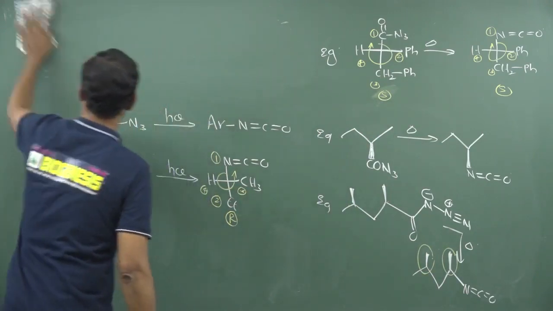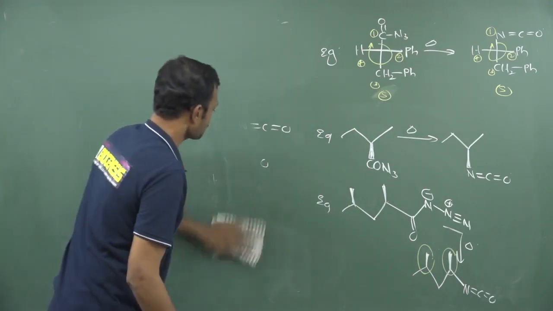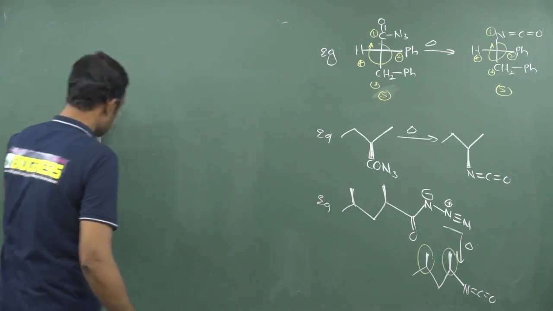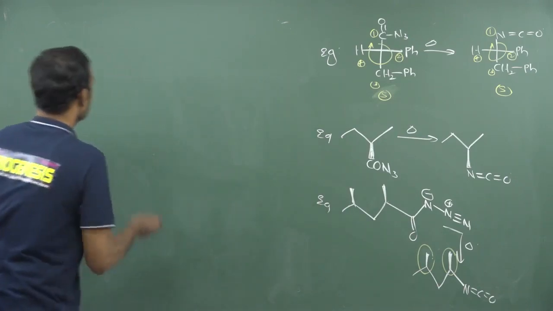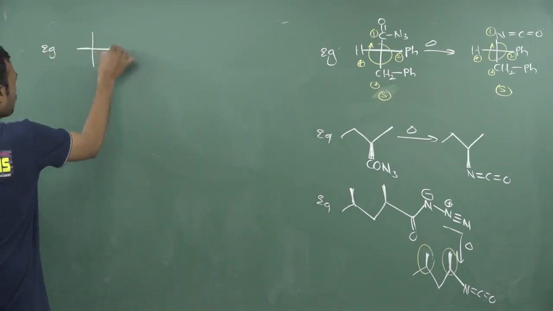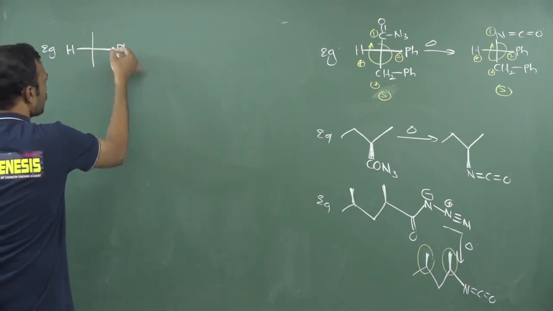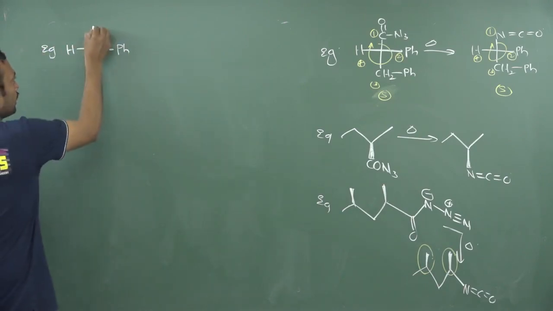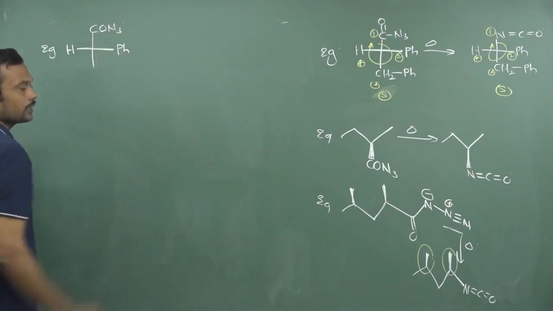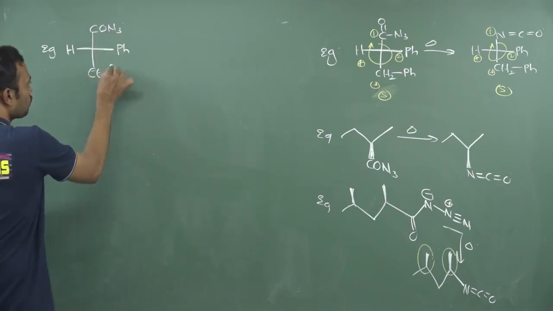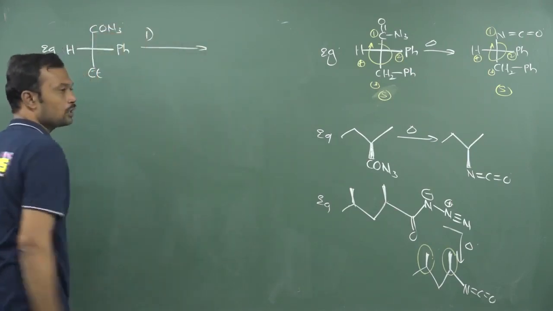Now, suppose in this reaction they give a multi-step process. Multi-step process means they will ask about the variable groups here. So here they have given benzene and here CON3, like this. Here they have given an ethyl group. Now you need to identify your product.